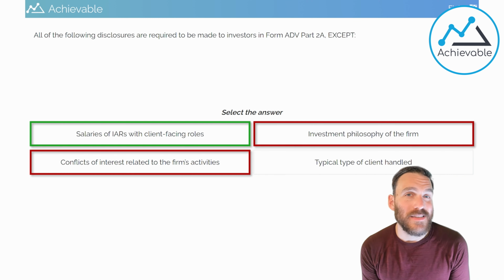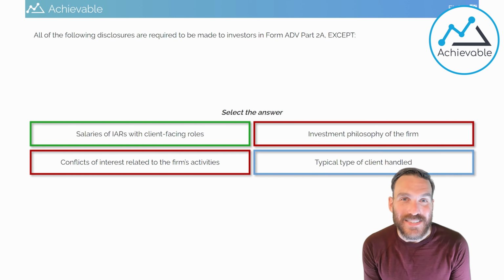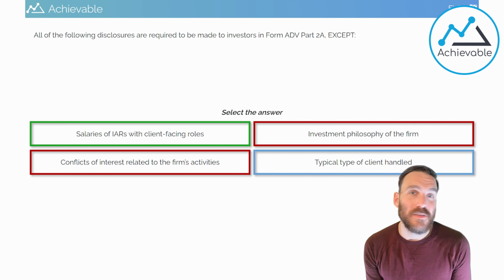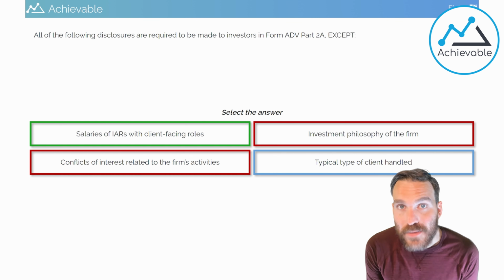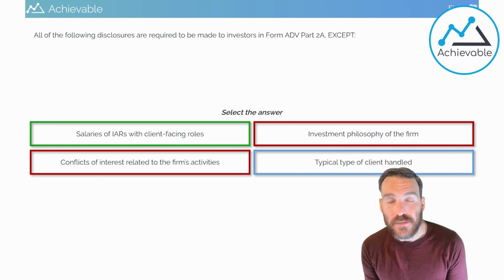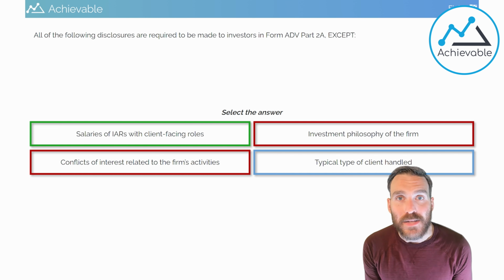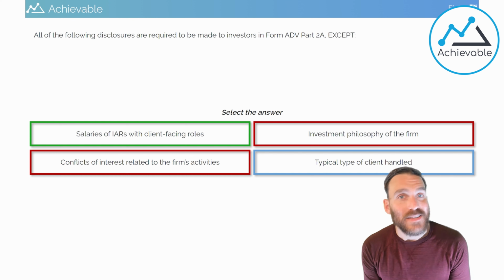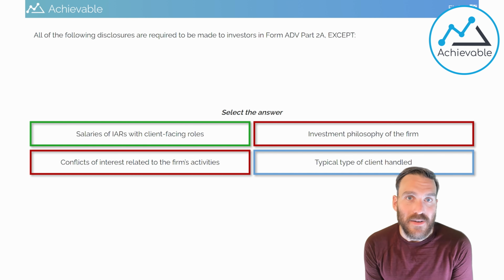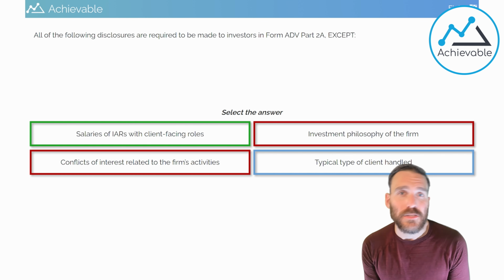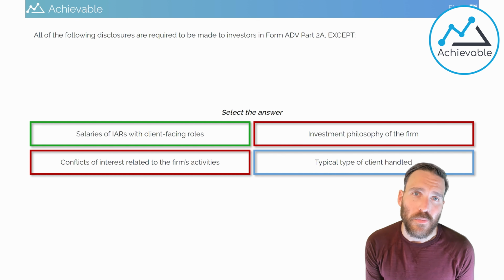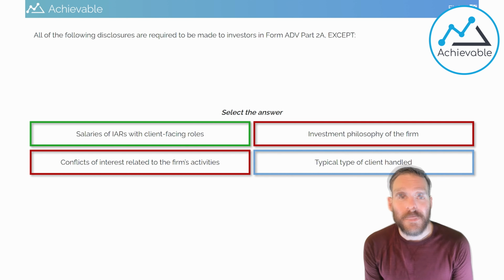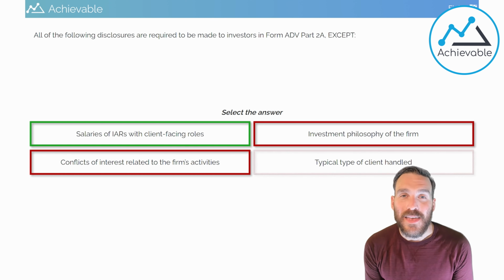And the last one, the typical type of client handled. Yes, this is also disclosed. Does the advisor typically handle large institutional clients? Do they handle wealthier clients? Do they handle smaller individual clients that maybe don't have a ton to invest? This is disclosed in the brochure so that clients know what type of advisor they're dealing with. And yes, advisors typically specialize in these areas. Advisors working with large institutions are probably unlikely to work with small investors with not a ton of money to invest into the market, and vice versa. So this is our last incorrect answer, and that confirms it.